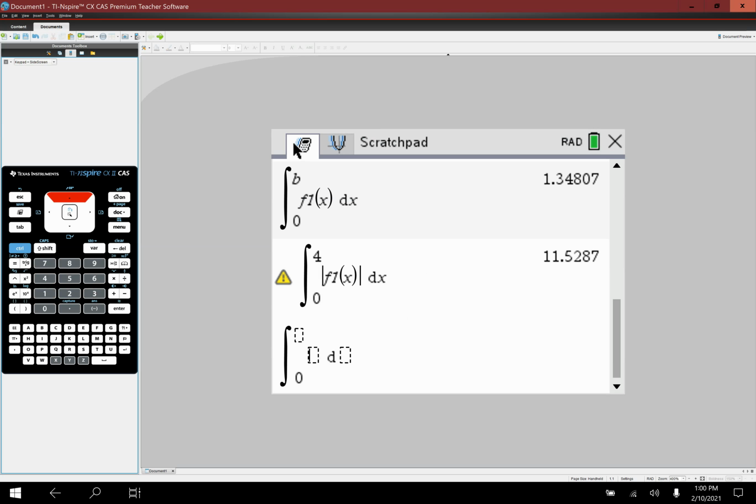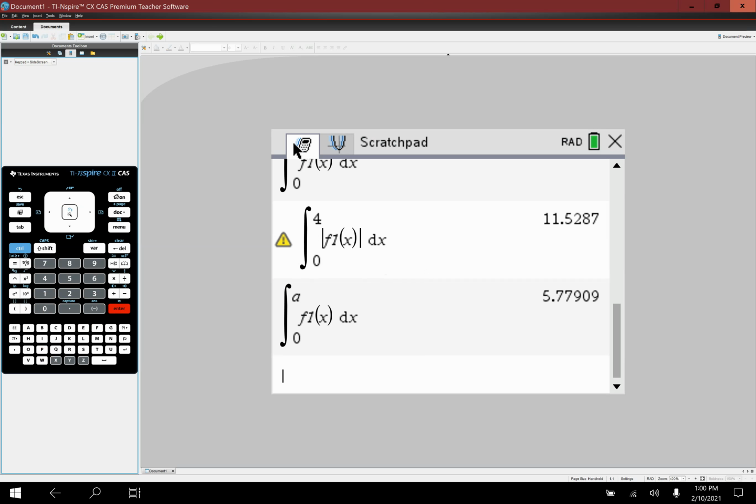So integral from 0 to A this time, and we're down to f1 of x dx. There we go, 5.779.